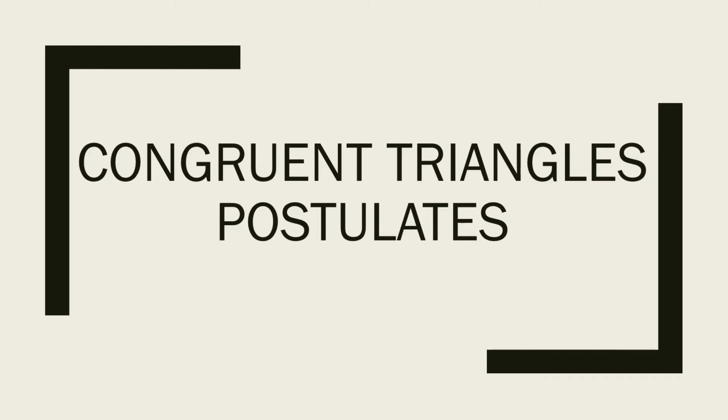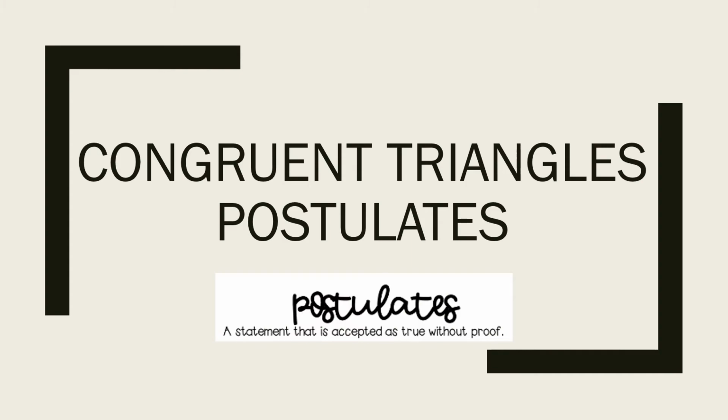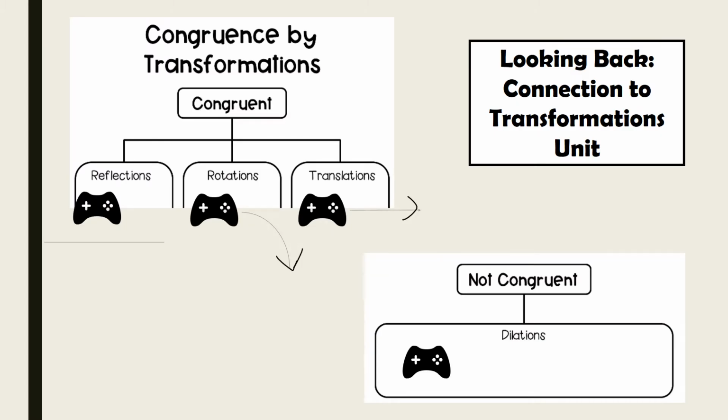Today we're going to be talking about congruent triangles and how to prove that two triangles are congruent using these shortcuts called postulates. Now a postulate is a statement that is accepted as true without proof. And the reason we can accept it as true is because we know through things that I've shown you in class that if just these three pieces of the triangle are congruent, then all 6 pieces must be congruent.